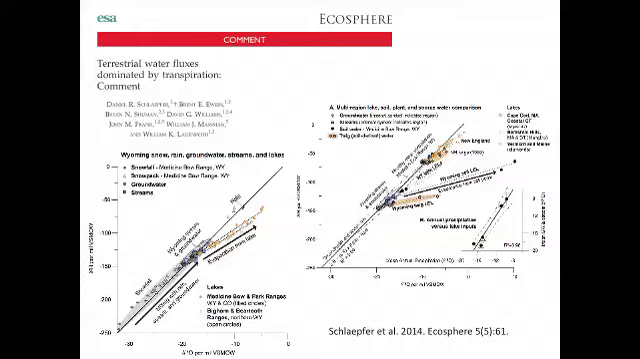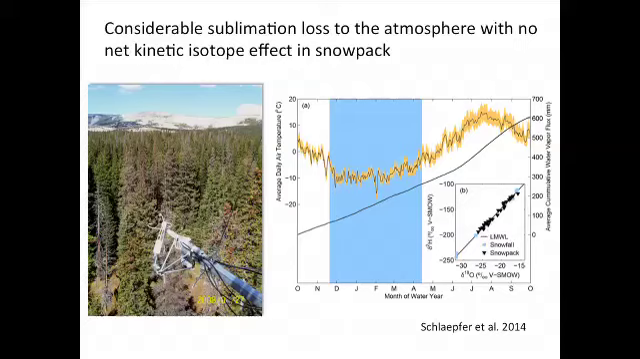Another thing that we noted in this paper is that sublimation from snow, which is really important, leads in many cases to no isotope effect on the snowpack and thus the movement of water into the lakes. So here's a whole missing component of the return of evaporated water or sublimated water to the atmosphere that, at least in our cases, is not showing any isotope effect.